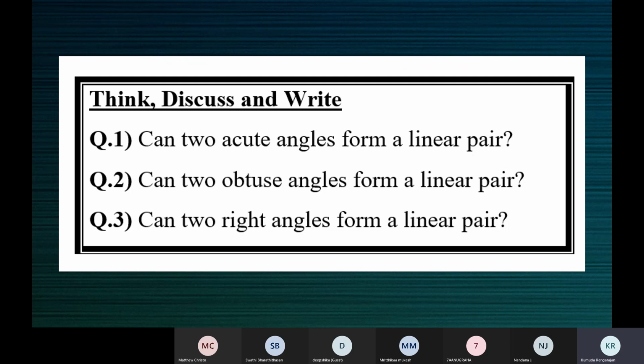What about the third one? Can two right angles form a linear pair? Yes, ma'am, they can form, because two right angles measure 180 degrees. Yeah, because the sum of two right angles is equal to 180 degrees. So the answer for the third one is yes. Because a right angle measures 90 degrees, so 90 plus 90, two right angles, is 180 degrees.